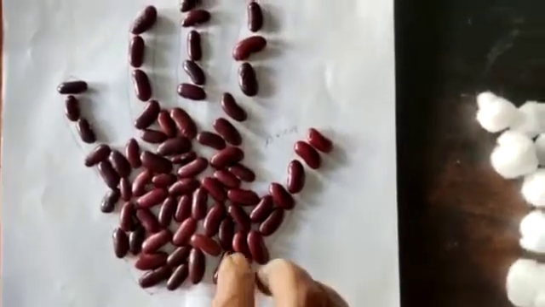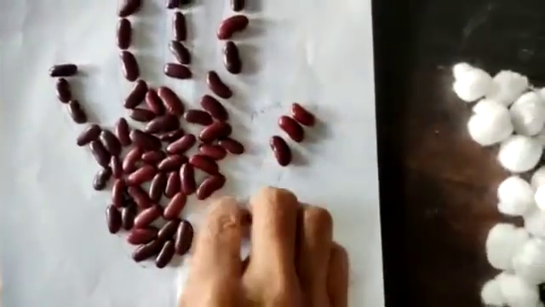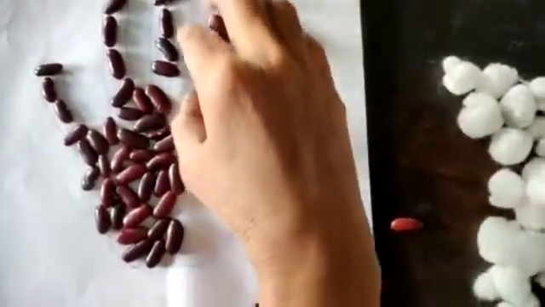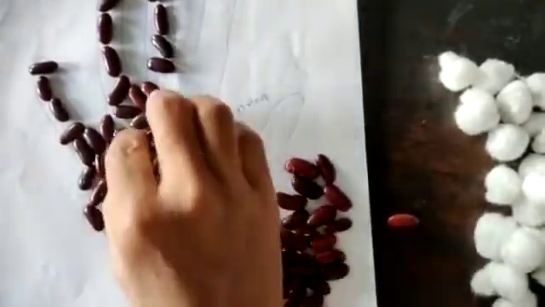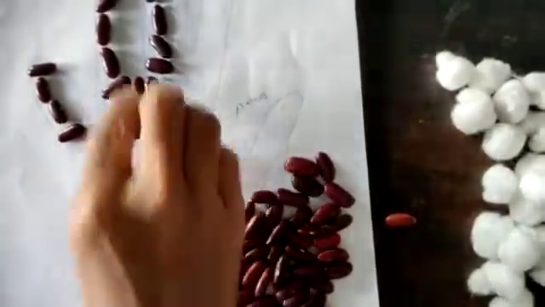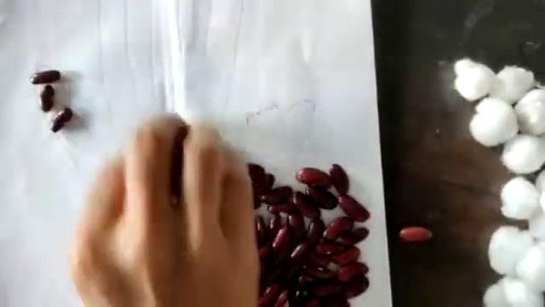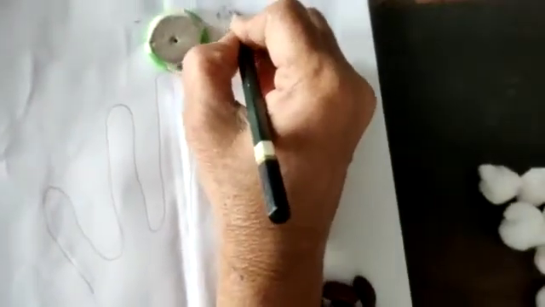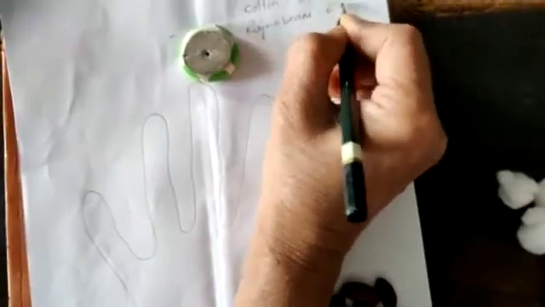Now we are going to count the rajma beans. 5, 10, 15, 20, 25, 30, 35, 40, 45, 50, 55, 60, 65, 68. So we got 68.